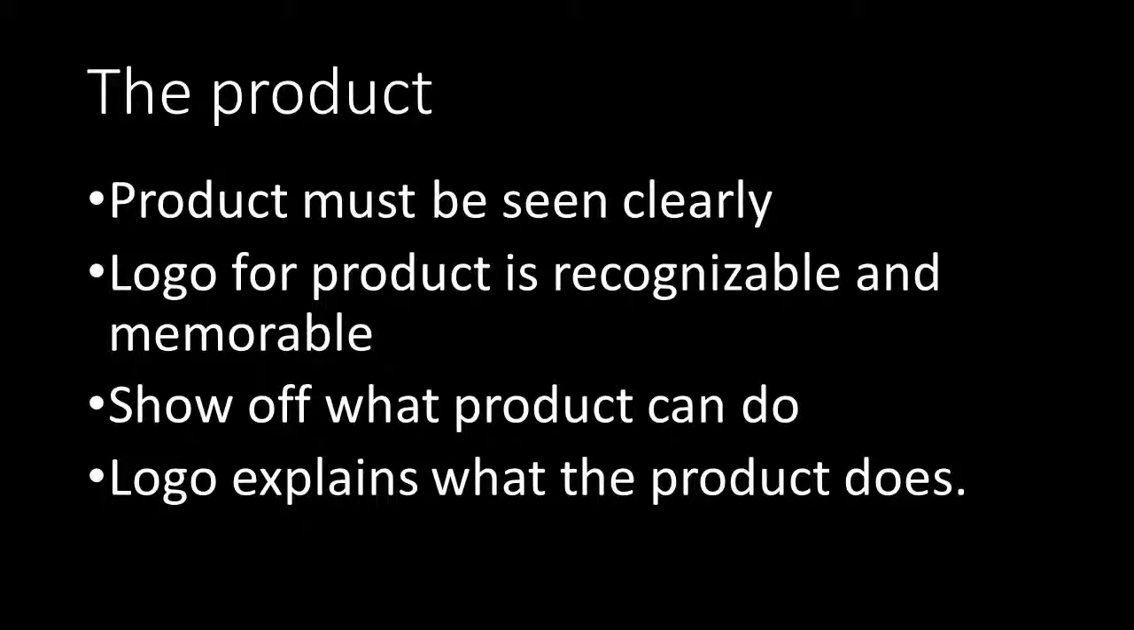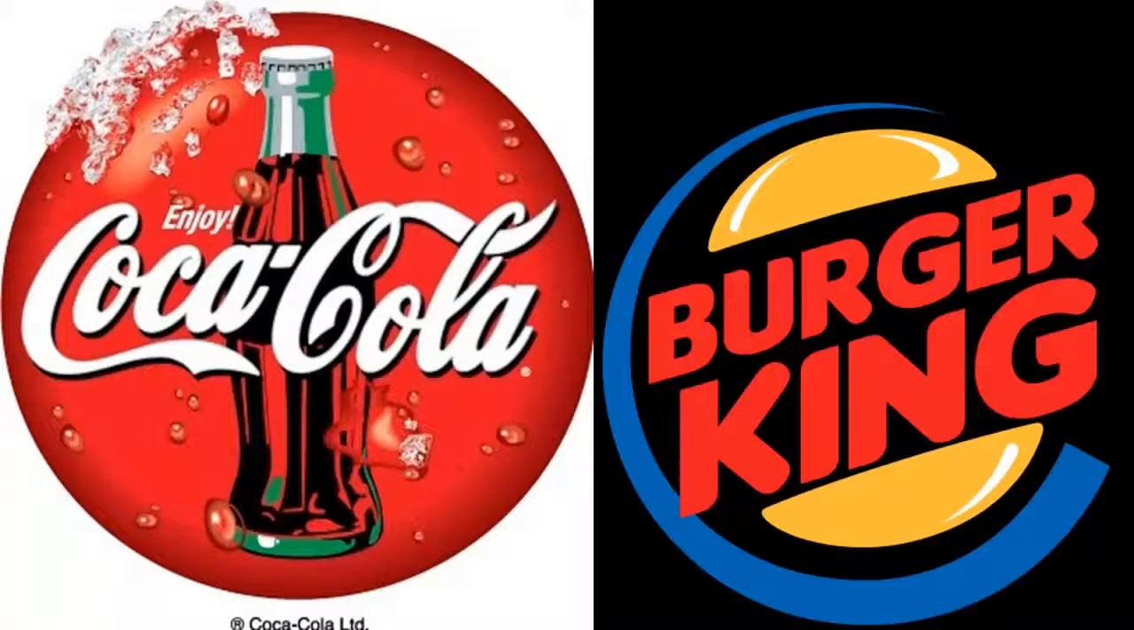Next up is the product, the most important part of your ad. Your product should be seen clearly. You want it to be center stage and everyone should see it. If your product has a logo, it should be easily recognizable and memorable. You want to give a demonstration of what your product can do or its key points. Your logo should also be able to give a general idea of what your product does, such as the Burger King logo being a straight burger, or the old Coca-Cola label actually having a Coca-Cola bottle on it.